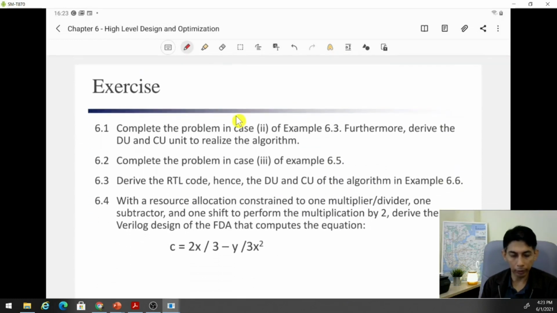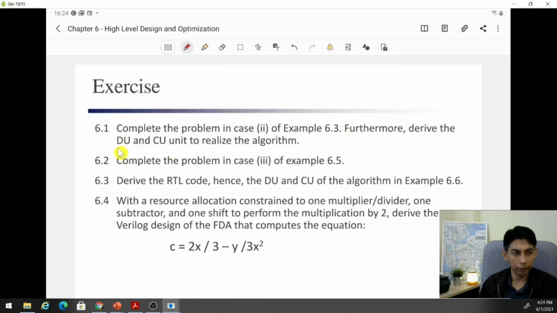And we come to the end of this chapter already. So this is the exercise. For exercise 6.1, complete the problem in case 2 of example 6.3. Furthermore, derive the DU and CU. You need to realize the algorithm. So this one, we did this already in the previous example 6.3.